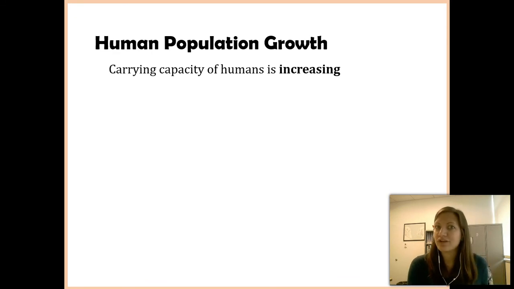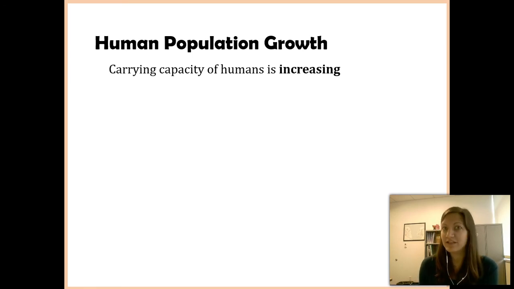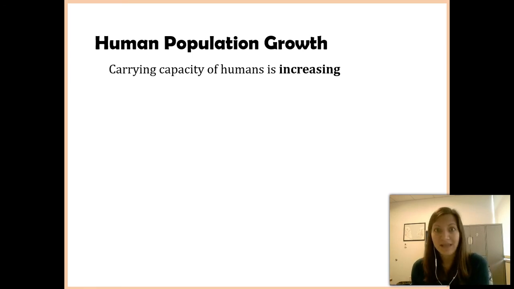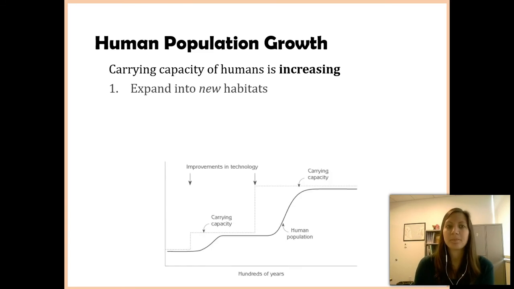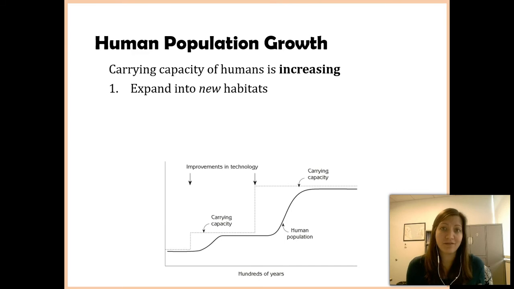The resources they use will be replenished in time. Now, in 1400, Earth couldn't support 7 billion people because we didn't have the knowledge and the resources to support that many people. But that's changing. Here in the year 2017, we can support that many people. So there's a couple of reasons why. One, there are more areas on Earth to live. We can live in new habitats now.